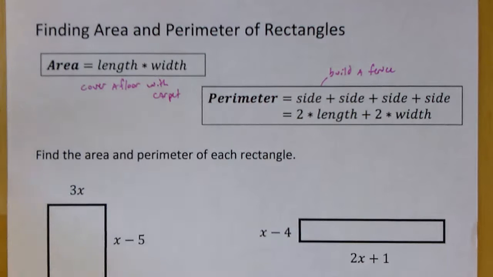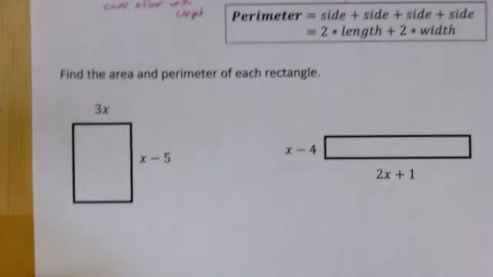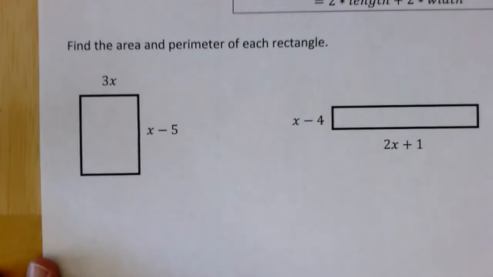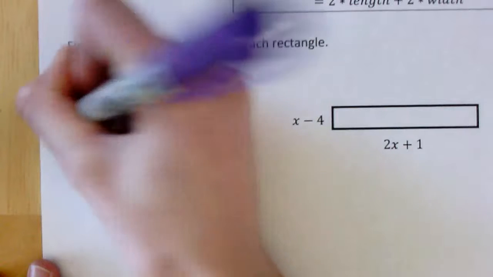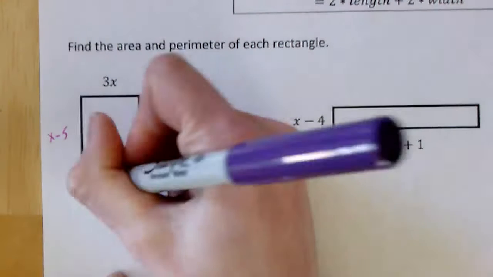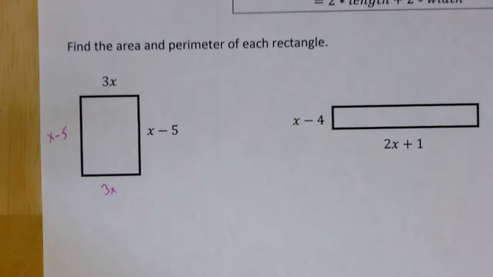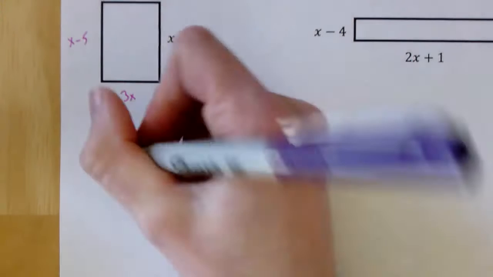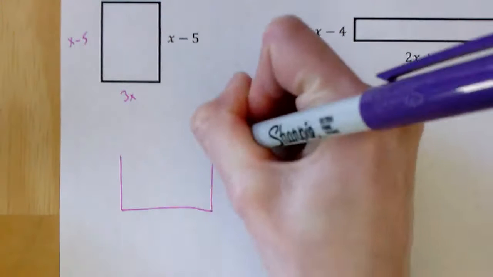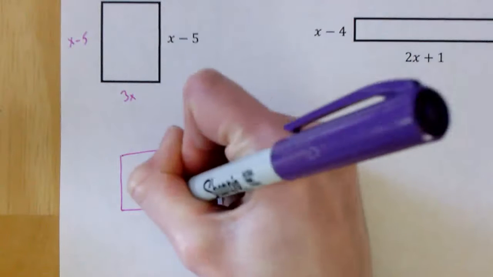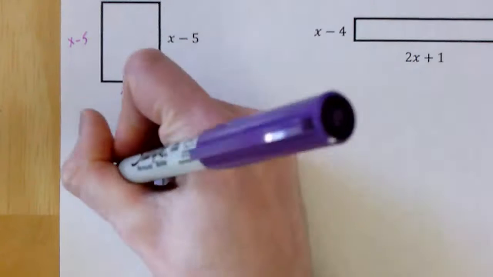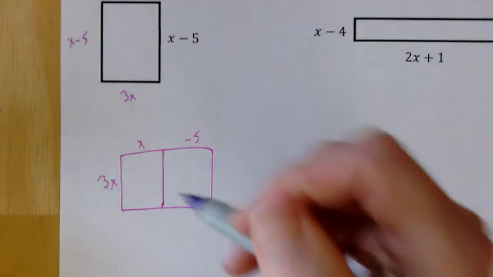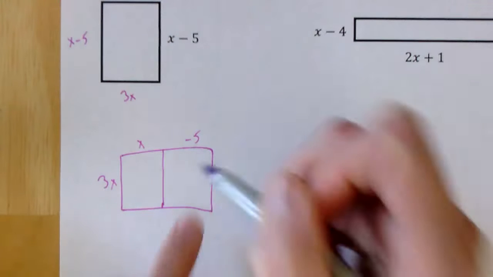Okay, so what we're going to do is find the area and perimeter of each of these rectangles. To find the area of this rectangle, the first thing we want to recognize is that this side has to be the same as this side, and this side has to be the same as that side, right? To calculate your area, you just do length times width, and we know how to multiply polynomials, right? So I'm going to set this up where I'm drawing a different rectangle for my expansion box. I'm going to put the 3x on this side and the x minus 5 on this side. And then I'm just multiplying to fill in each box.